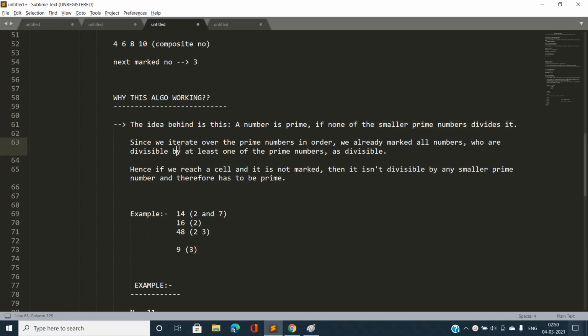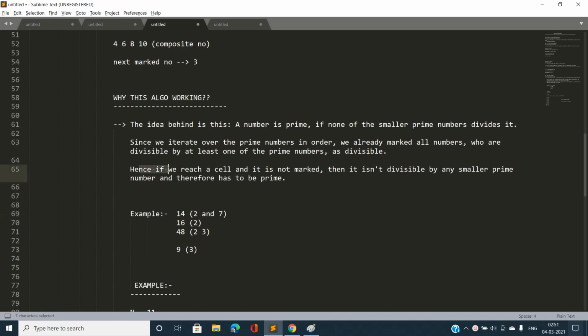Since we iterate over the prime numbers in the classical sieve algorithm in order, we have already marked all the numbers that are divisible by at least one of the prime numbers. So suppose we pick up 14. 14 is a prime number only if none of the prime numbers divides it, but 14 is divisible by 2 and 7. So 14 should be a composite number.